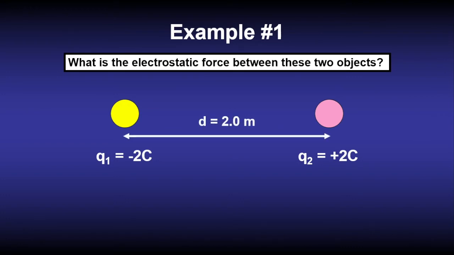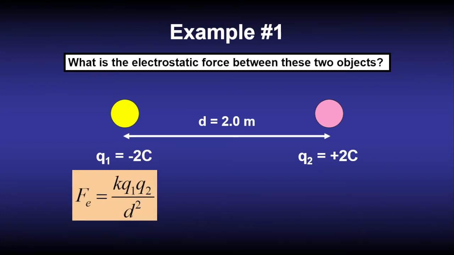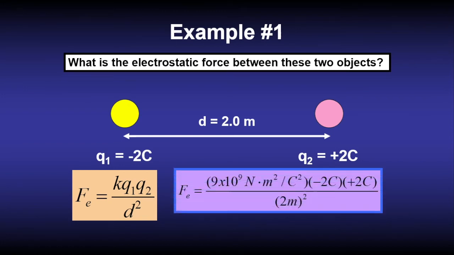Next, I want to look at the distance, and the distance is going to be about 2 meters apart. So if we look at our equation, we have electrostatic force is equal to K times Q1 times Q2 over d squared. So if you're able to get to this part where you identify your charges and identify the distances, it's just a matter of plugging it into the equation and solving.